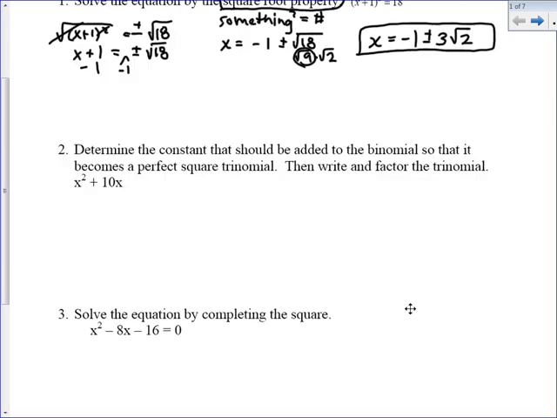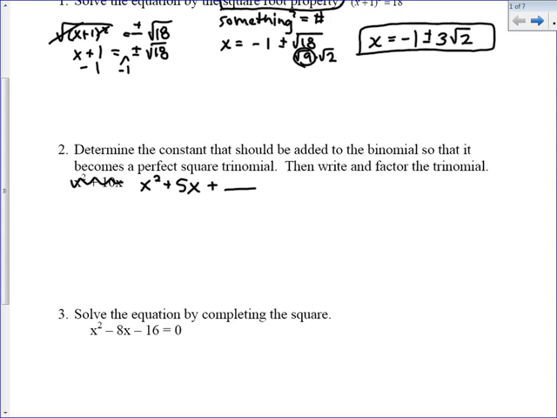All right, number 2. My number 2 for some reason is not your number 2. x squared plus 5x. We want to determine the constant that should be added to the binomial, so it becomes a perfect square trinomial. Then write and factor the trinomial. That means we're trying to fill in the blank. And then we want to factor whatever the problem is that we created.